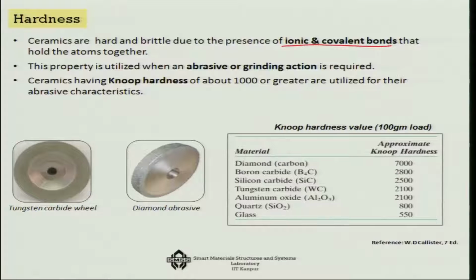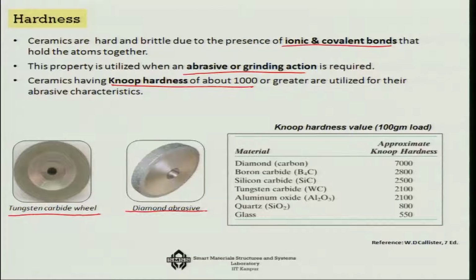the much higher bond energy in comparison to the weak bonds like hydrogen bonds, etc. And this property is utilized when we are making abrasive or grinding action. Ceramics having Knoop hardness of about 1000 or greater are utilized generally for their abrasive characteristics. Suppose this one is a tungsten carbide wheel or diamond abrasives. These are generally used, and you can use it for actually sharpening metals.